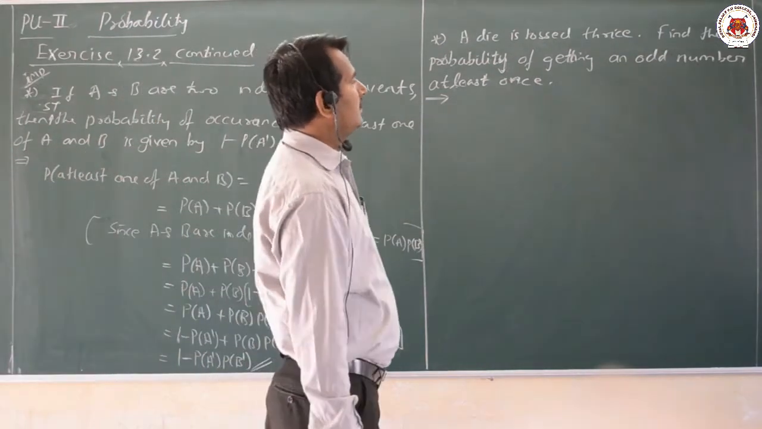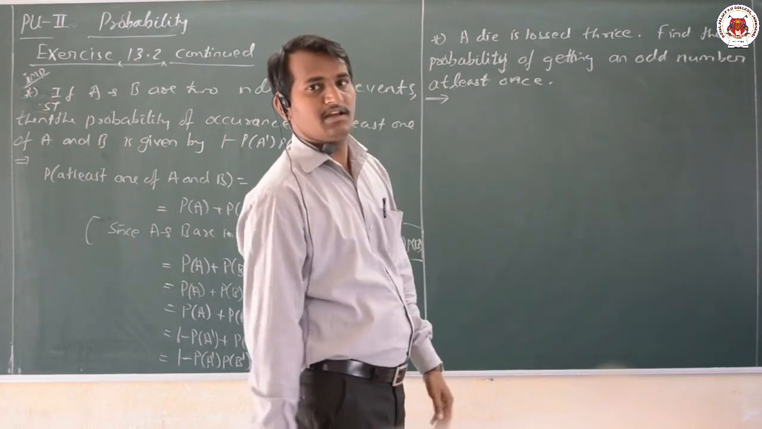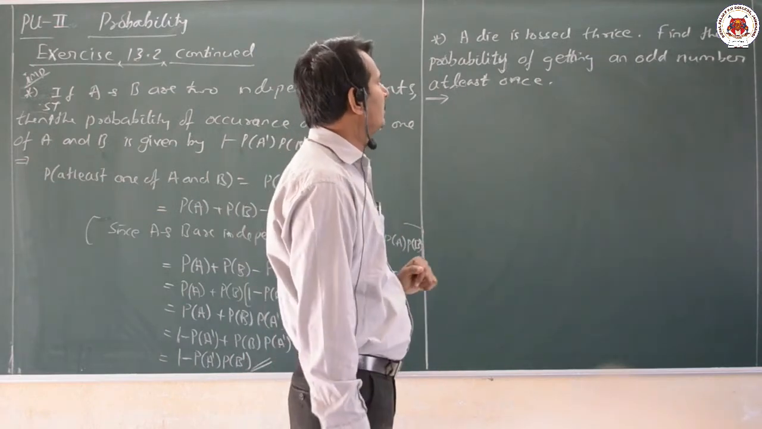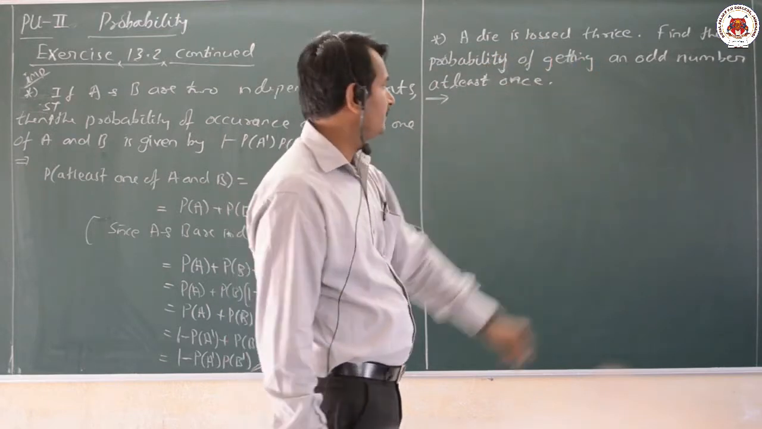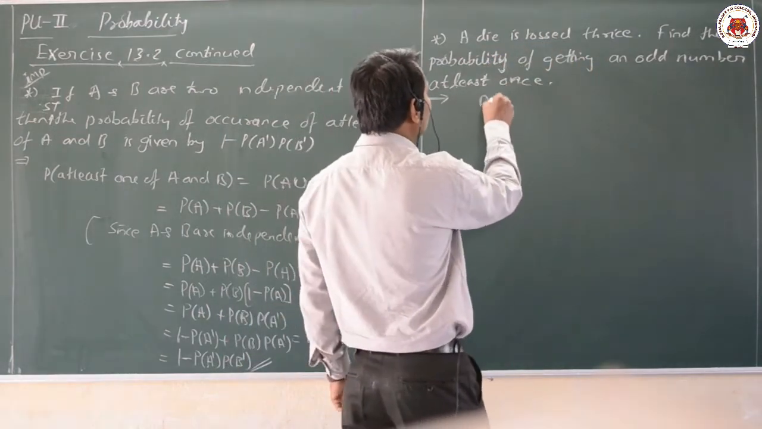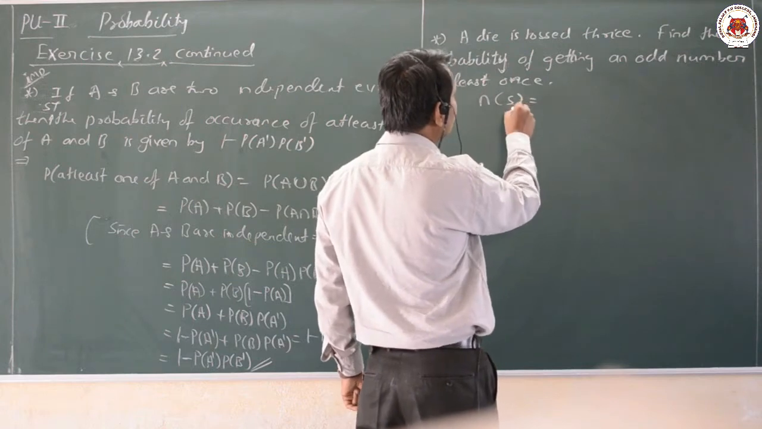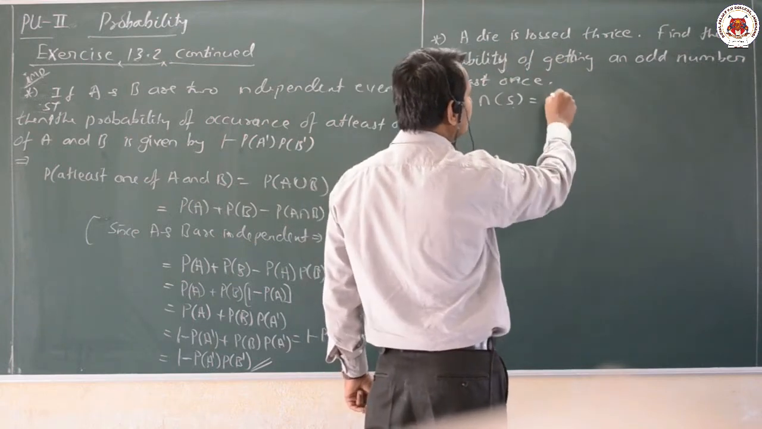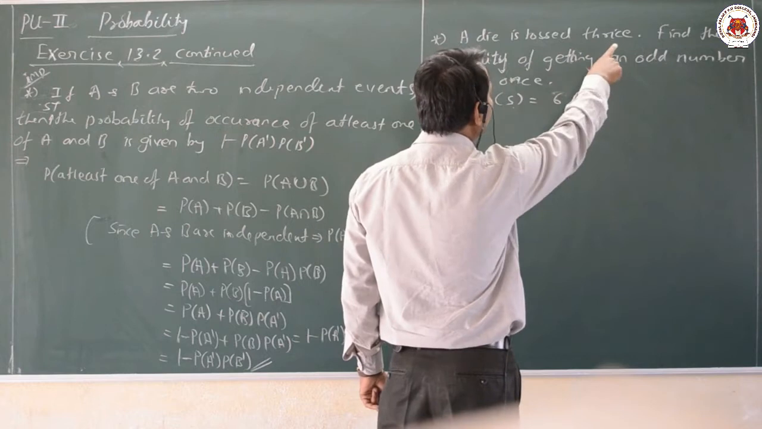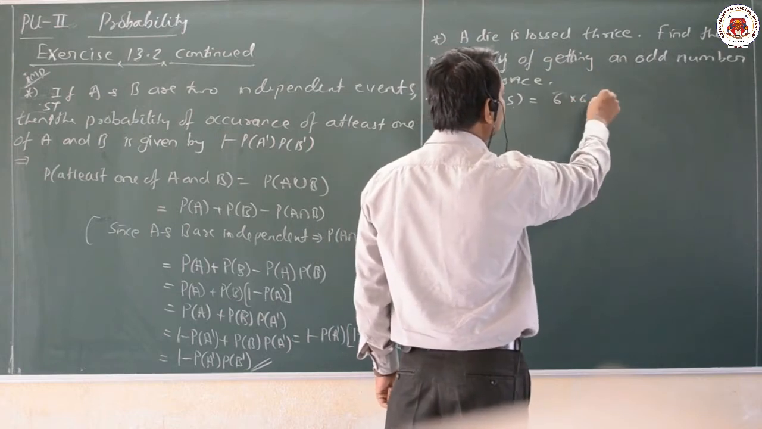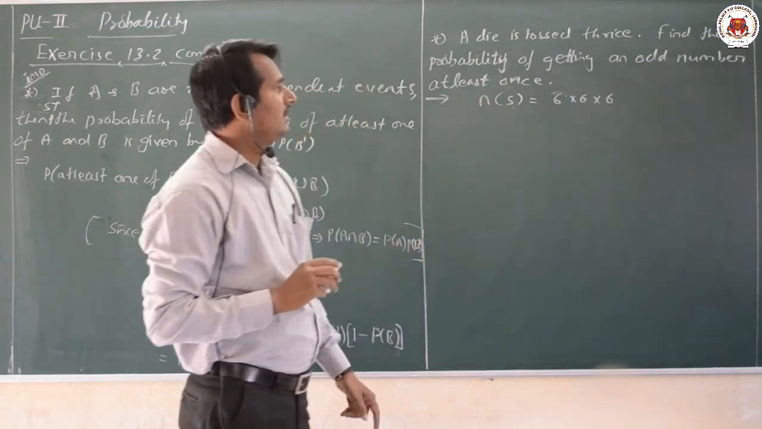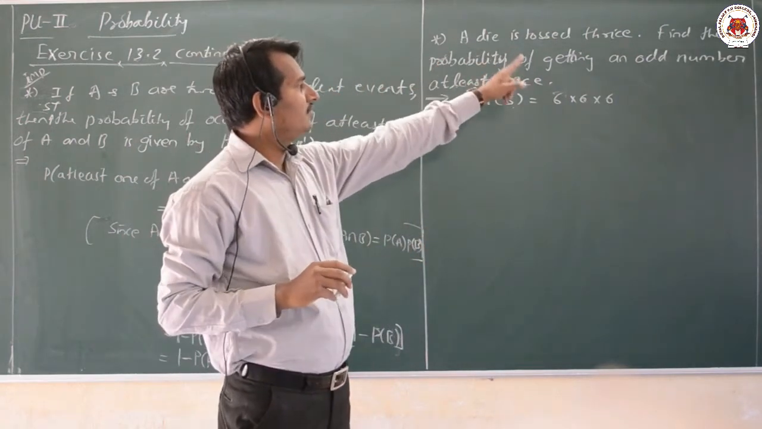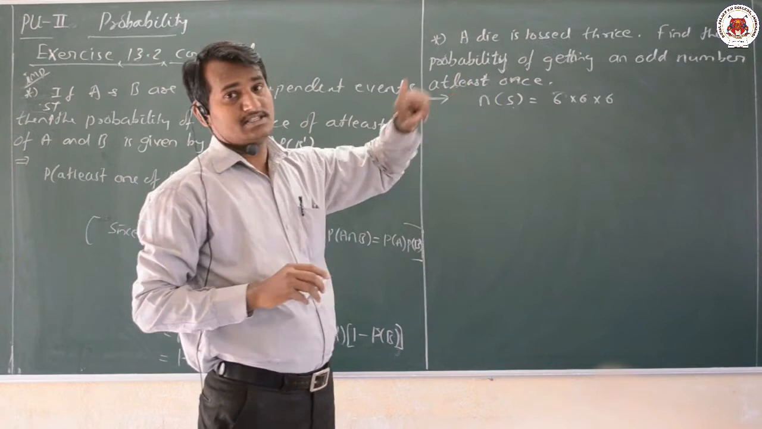Okay dear students, now let us start with the next example related to this particular proof. What is given is a die is tossed how many times? Thrice. That means n of sample space: a die is thrown 3 times, and in one die there are 6 outcomes, so 6 into 6 into 6. That is n of S. Then find the probability of getting an odd number at least once.